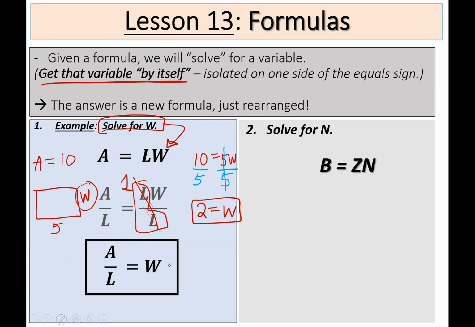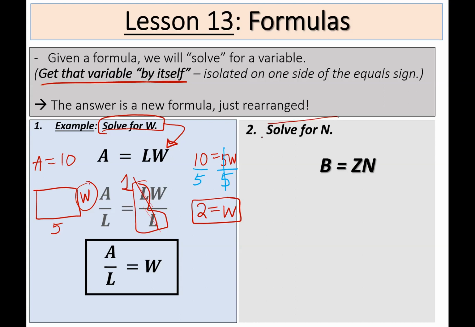Let's move on and see some other examples so we don't get too caught up in this one formula. All right, like everything, the more you do it, the more sense it will make and the easier it will become. So let's move on to number 2, which is actually very similar. Number 2 says solve for n. The equation is b equals zn. Zn really means z times n.